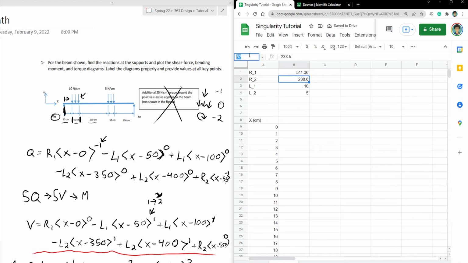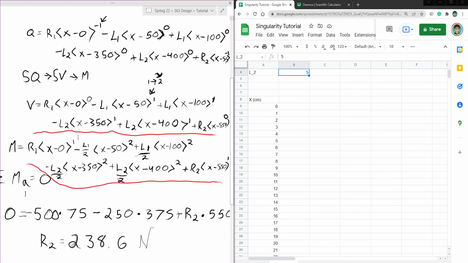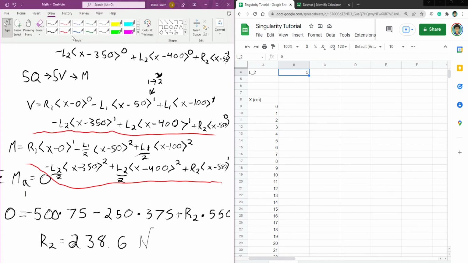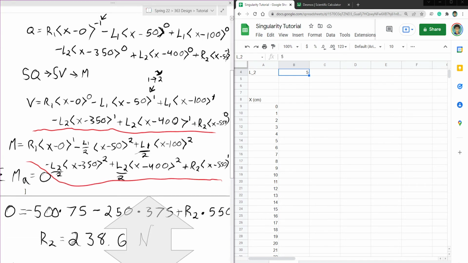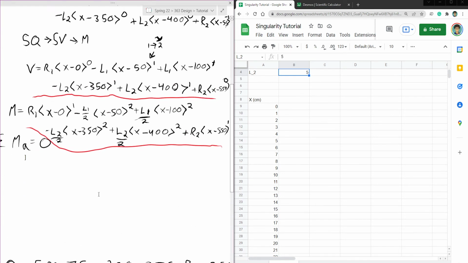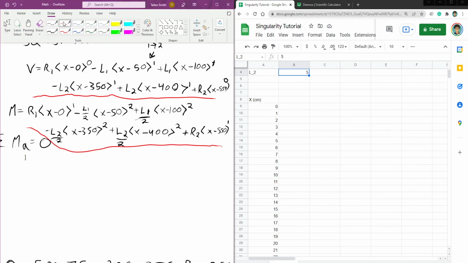So we have R1, R2, L1, and L2. So now I'm going to go ahead and take these formulas and write them into Excel. It's really easy. The only thing that you have to know is that the formulas up here, when you want to write them in Excel, here's how they should look.